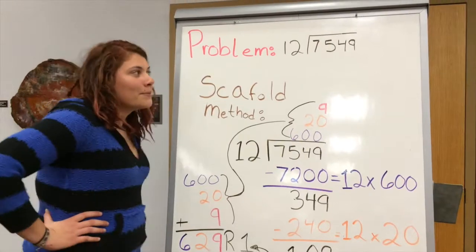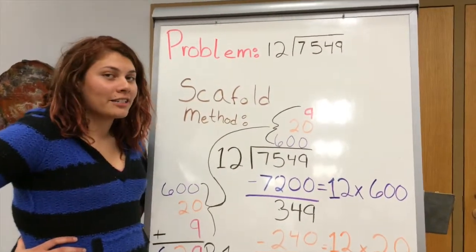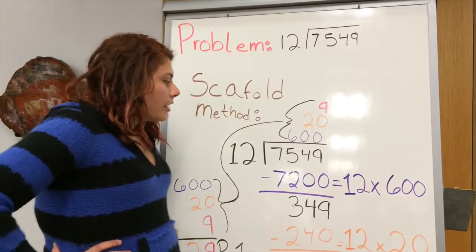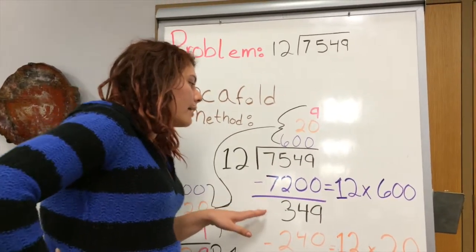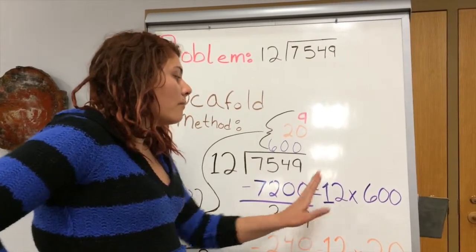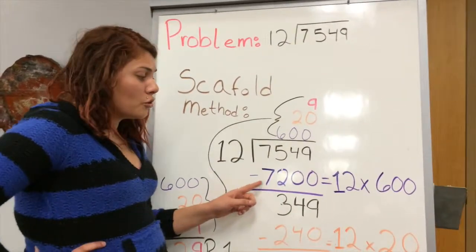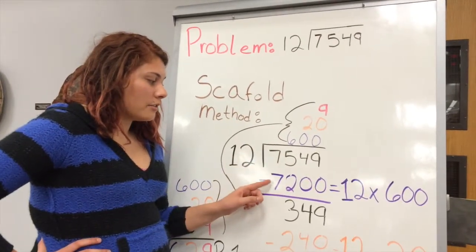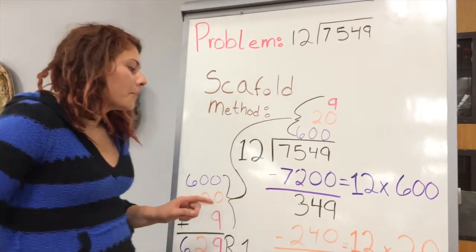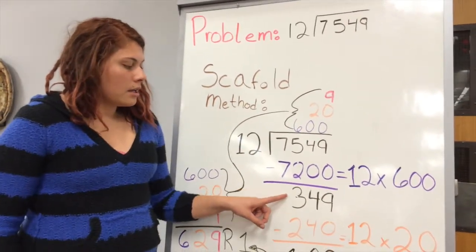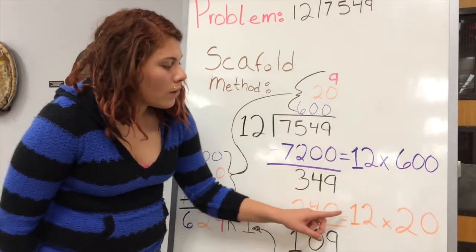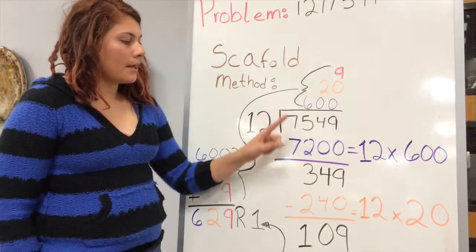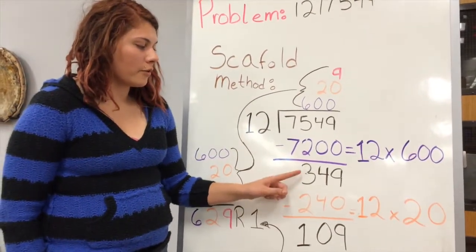Okay, so our problem is 7,549 divided by 12. When we use the scaffolding method, I look at the big number and see that I can multiply 12 by 600 and get 7,200. So I'll put my 600 up here and I'll subtract the 7,200 from the 7,549. I'll get 349. Then I can see that 12 times 20 equals 240. I'll bring the 20 up here and subtract the 240 from the 349.